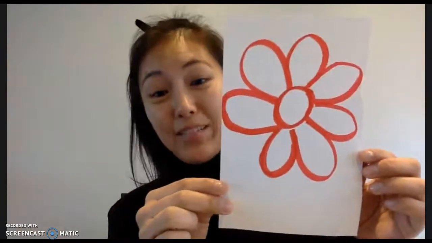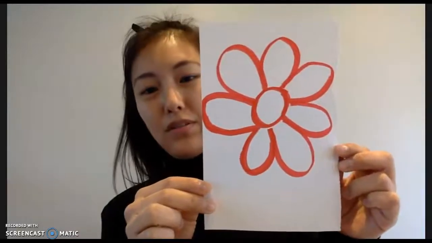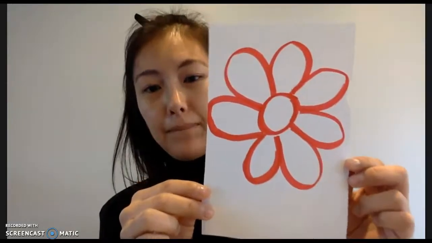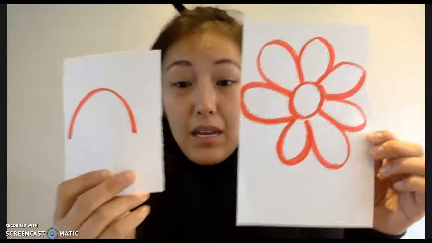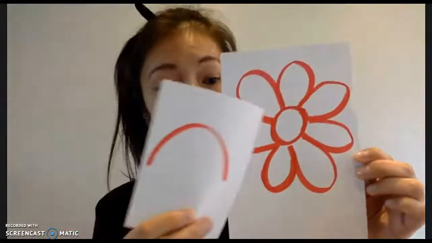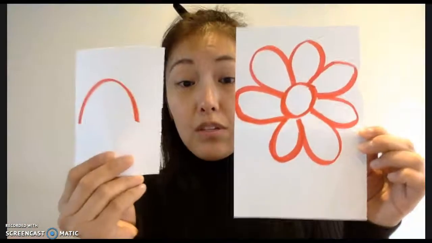It's a flower, yes, boys and girls, but is there parts of lines or parts of curves? Good. This is parts of curves, boys and girls. You can see that the flower, yes, okay, there is a straight line, but it goes around into a curve. So these are parts of curves.